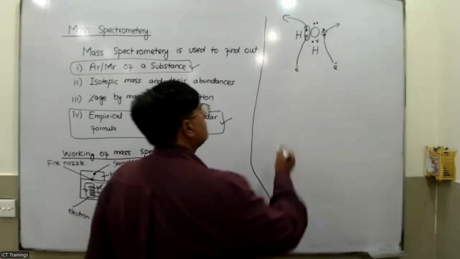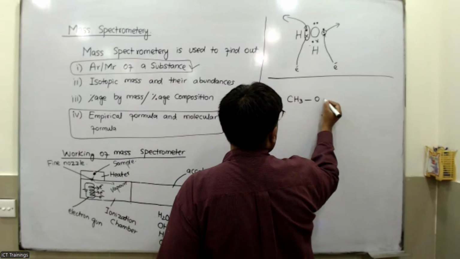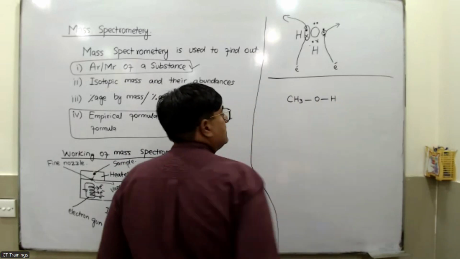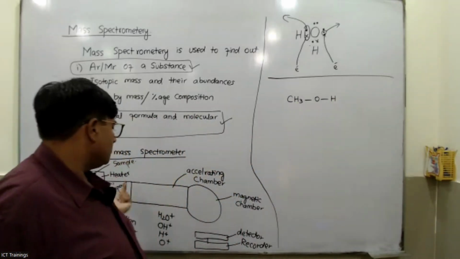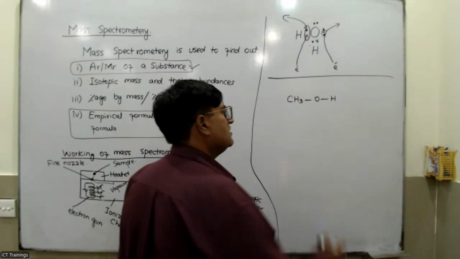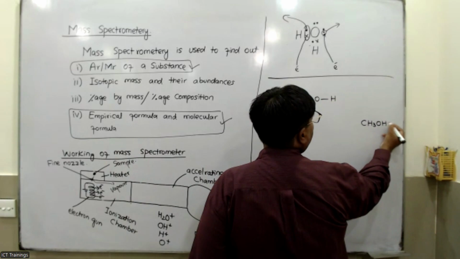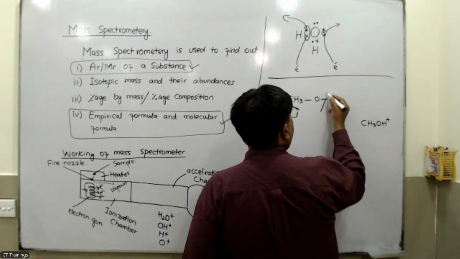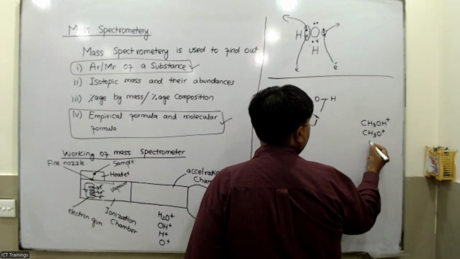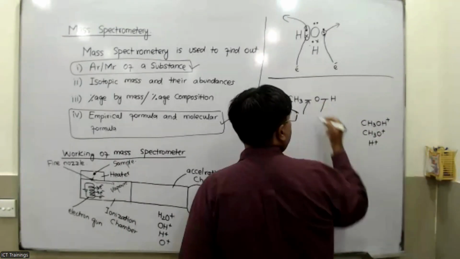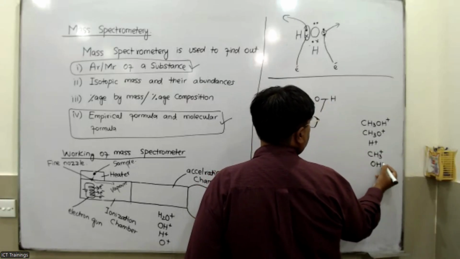Okay, let me give you one more example. Let's suppose this is methanol, CH3OH. Okay, so this is the methanol. So how could it form the positive ion in the ionization chamber? So this whole molecule would become positively charged, CH3OH positive. So this bond would break. So CH3O positive and H positive. So this bond could break. So you will get CH3 positive and OH positive.